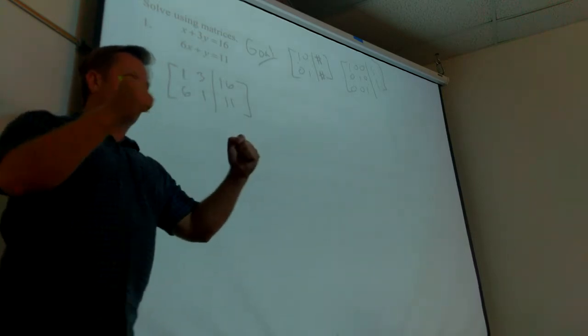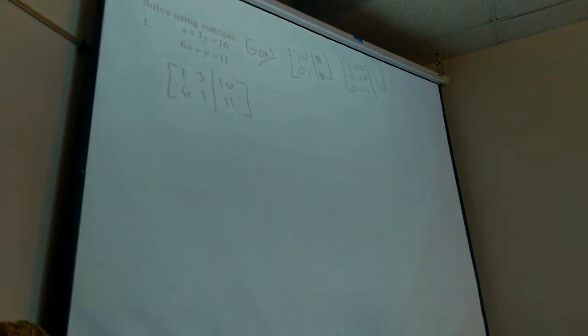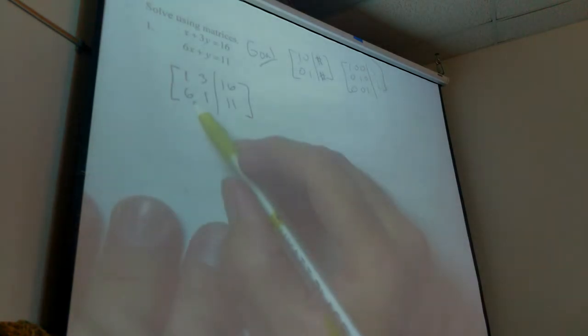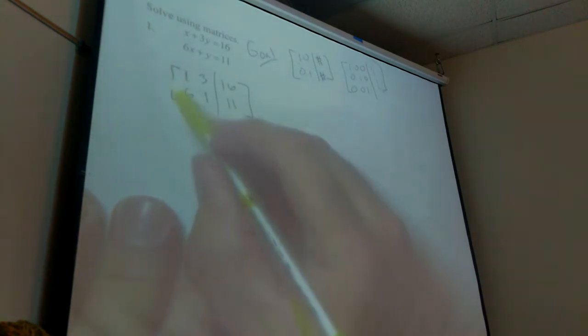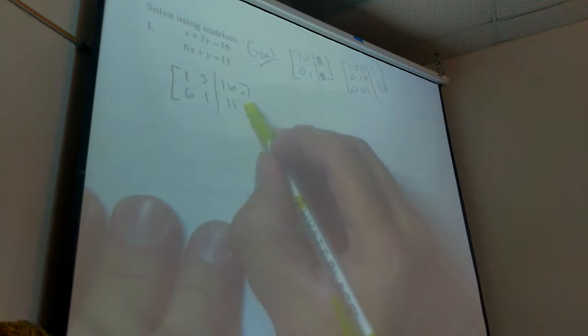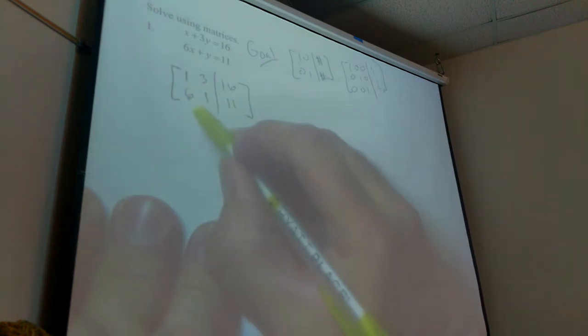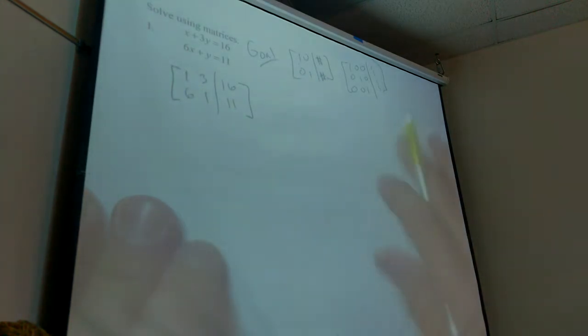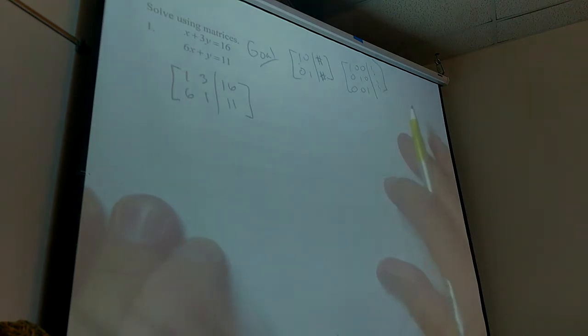0s are the goal here, right? So what's wrong with this 6? What should it be? A 0. Okay, what do I do to row 1? So then when I add it to row 2, that will cancel. Multiply by -6. I like it.